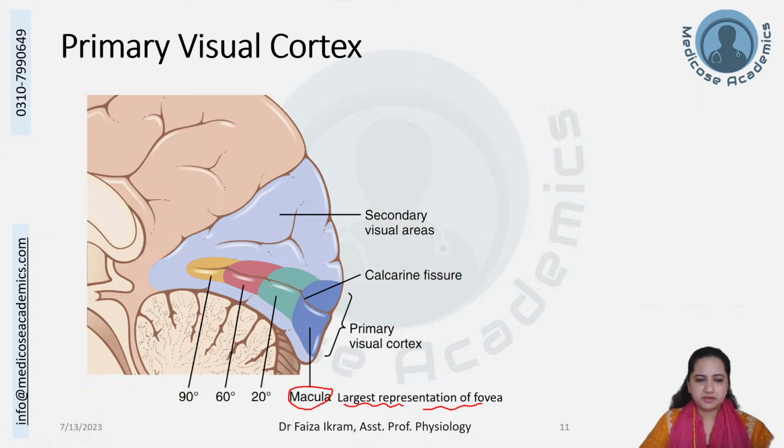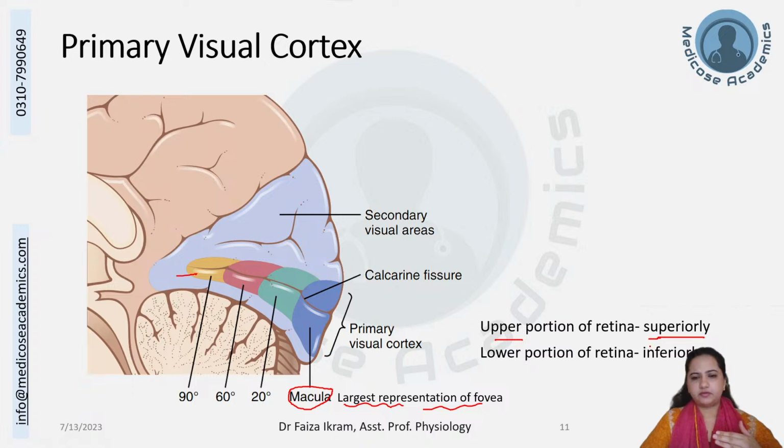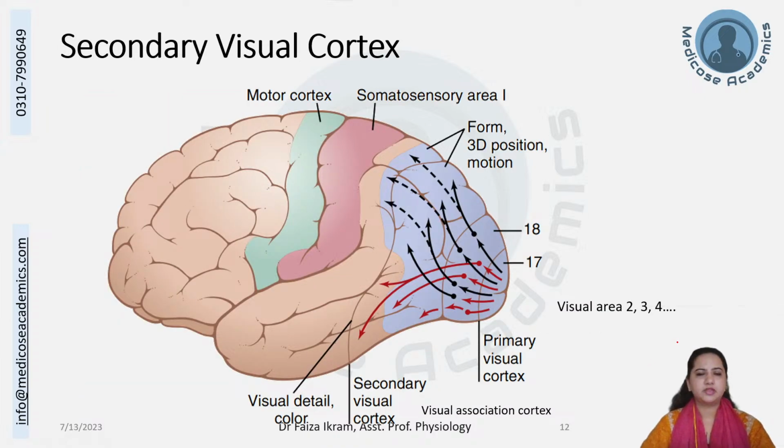Away from the macula, the more away it is, more towards the periphery, more anteriorly, it will end in the primary visual cortex. In front of the primary visual cortex are the secondary visual areas. Again, the difference is maintained that upper portion of retina is represented superiorly. It will receive fibers from the upper portion of retina and will represent the lower half of field of vision and vice versa. Secondary visual areas are many, not just 1, 2, 3, 4, up to a dozen secondary visual areas which are involved with different functions.